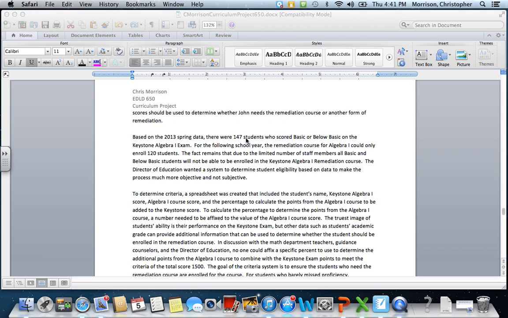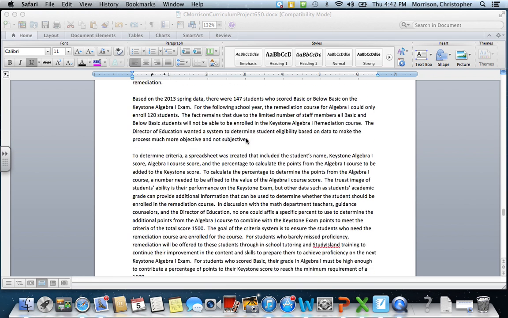And what I determined was the base number, or the minimum number students must meet, is a 1500. So for a student who has a 1486, they need to have 14 points from their academic course grade, and that would make them not a student that would be enrolled in the Keystone remediation course. So really what it came down to was plugging in numbers. I knew that the max number of seats available was 120, and I was dealing with a number of about 147.